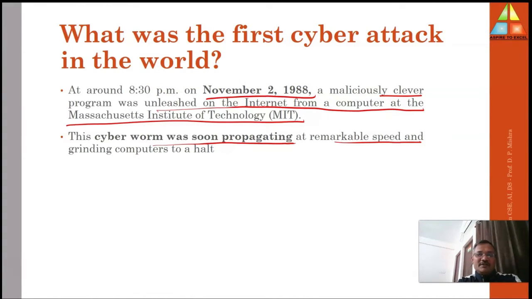A worm is a special program written for propagating in a specific network, and it is responsible for simply consuming the space available on the hard disk, and for grinding computers to a halt. So this was the first cyber attack related to a worm, reported in November 1988.